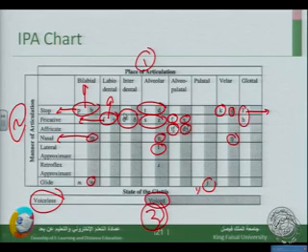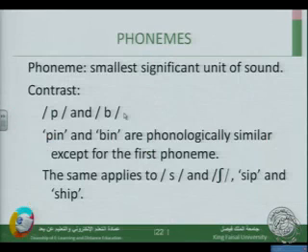How should you describe a consonant? You should describe it according to these three main ideas. Phonemes, again, let me just make a kind of revision. Phonemes are the smallest significant unit of sound. Why are they significant? Because they make changes, differences in meaning.